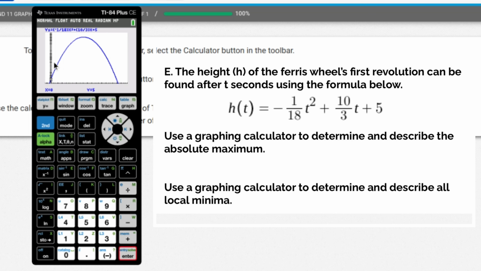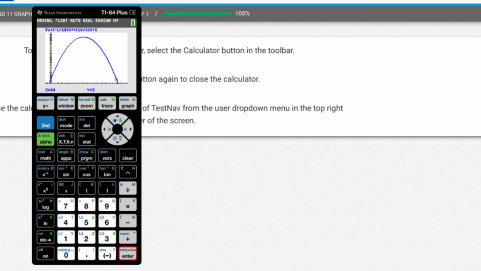Now, if I go up to 30 and come back down, that's going to be 60. So without using a calculator, I'm going to use it anyway. I'm going to hit calc, I'm going to hit value, and 60 is going to be my other local minimum. And that's also 5, which makes sense because we can't go any lower than 5 feet. Otherwise, we have a severe issue with our Ferris wheel. All right, calculator time over.